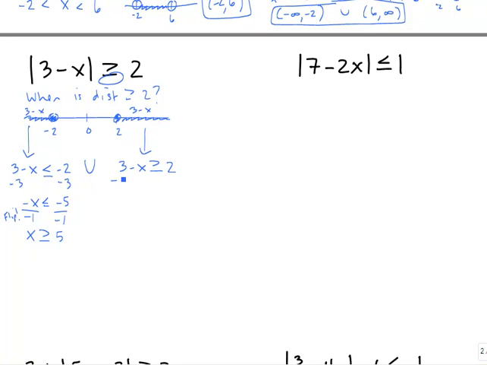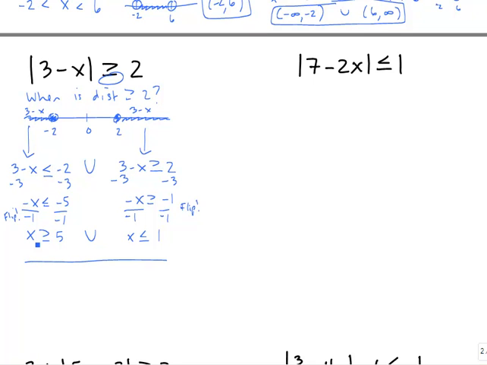On the other inequality, we're going to do the same thing. Subtract 3. So we get negative x greater than or equal to negative 1. Divide through by negative 1. We have to flip. So we get x less than or equal to positive 1. And we want the union of those two intervals.